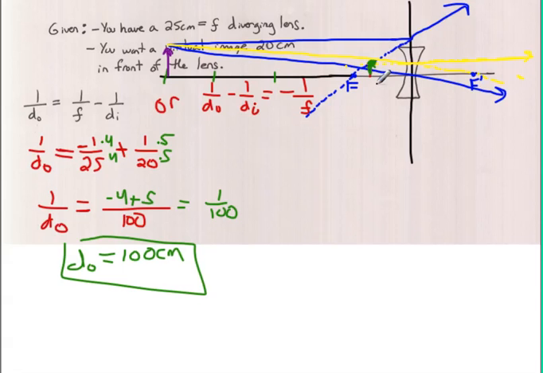So that's pretty neat. Hope you found that pretty helpful. Diverging lenses are a little tricky. I'm going to try to find a virtual image produced with a diverging lens. Otherwise, I'll try to buy one and we'll try to do one in class. But we'll see what happens.